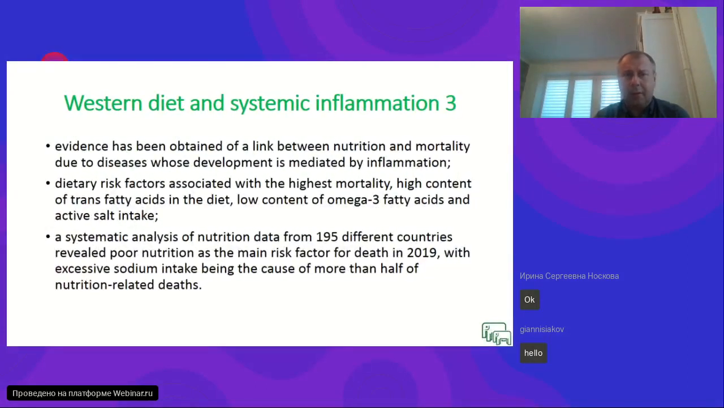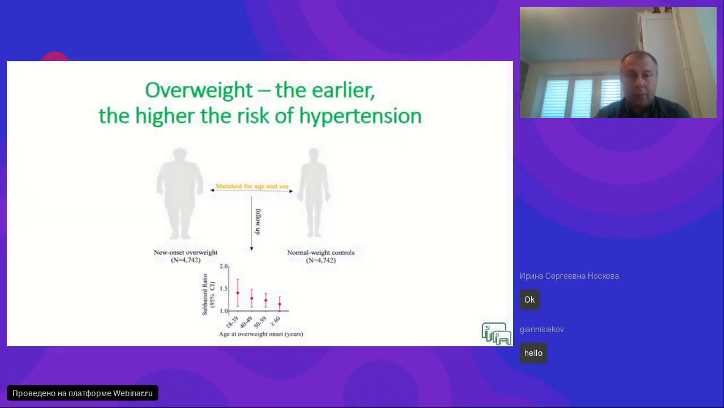And another part of Western diet is the strong evidence linking this unhealthy nutrition and mortality due to diseases which developed under the influence of inflammation. A systemic analysis of nutrition data from approximately 200 countries revealed poor nutrition as a main risk factor for death in 2019, which shows that improper nutrition is very bad for health status.